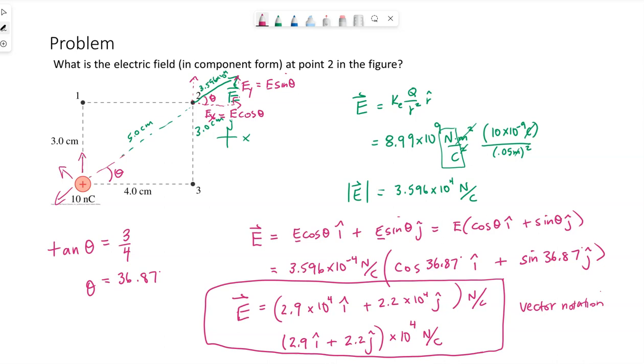So this just represents how that 10 nanocoulomb charge is influencing the region of space around it. And knowing that, we could come and bring in any charge we want, put some sort of Q here, and we could easily find the force on it. Because the force on a point charge in an electric field is that charge itself times the electric field at that location.